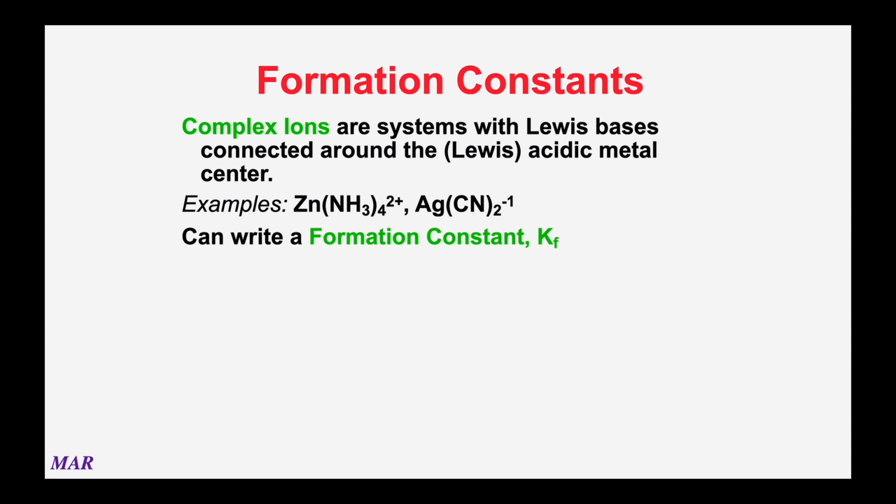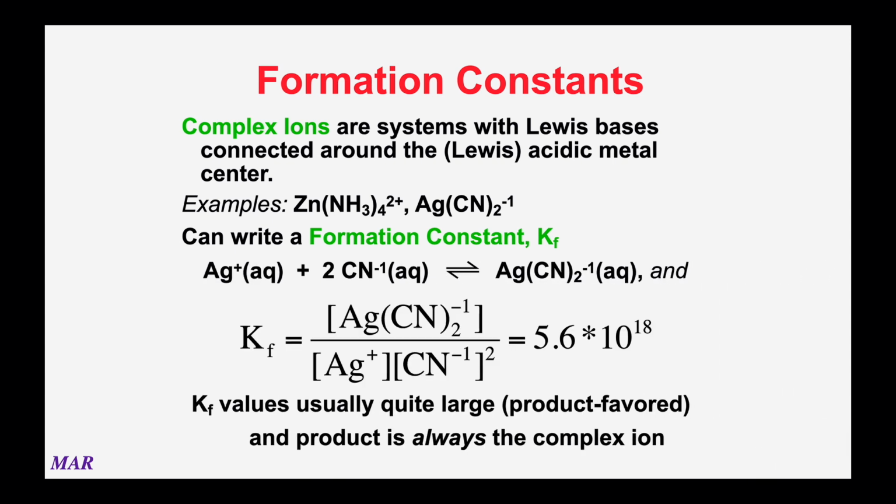The formation constant, again, is just taking the individual pieces to make the complex ion. So for the Ag(CN)2 minus complex, you would have 1 silver and 2 cyanides as your reactants, and the complex ion would be the product. So notice this is kind of the opposite of KSP. KSP had the solid as a reactant, and the products were the ions. And here it's like the ions are the reactants and the complex ions are the products.